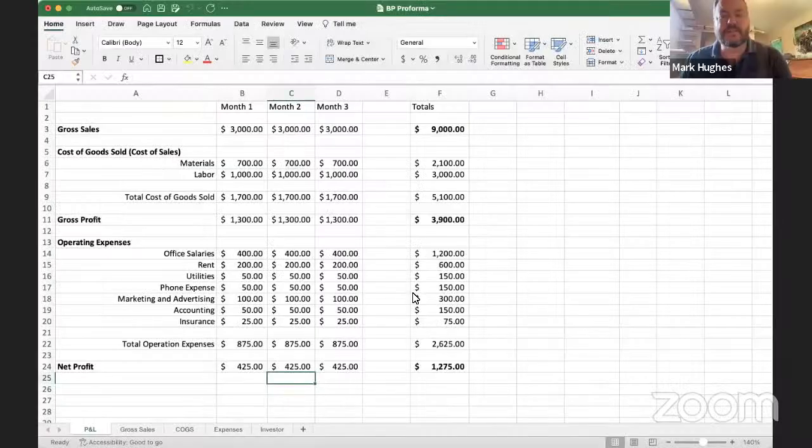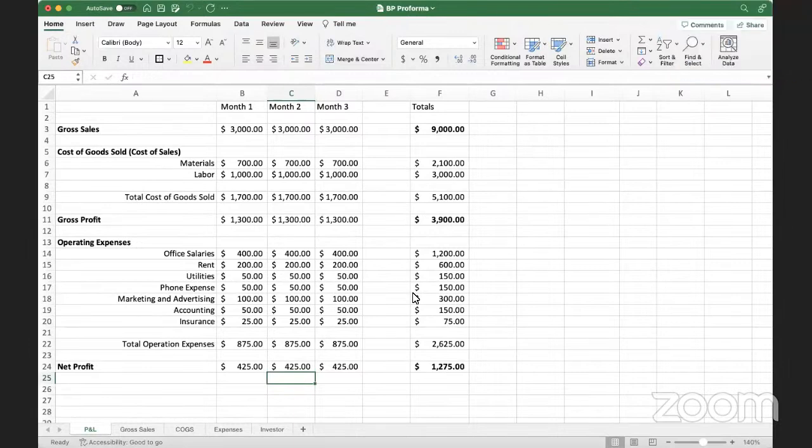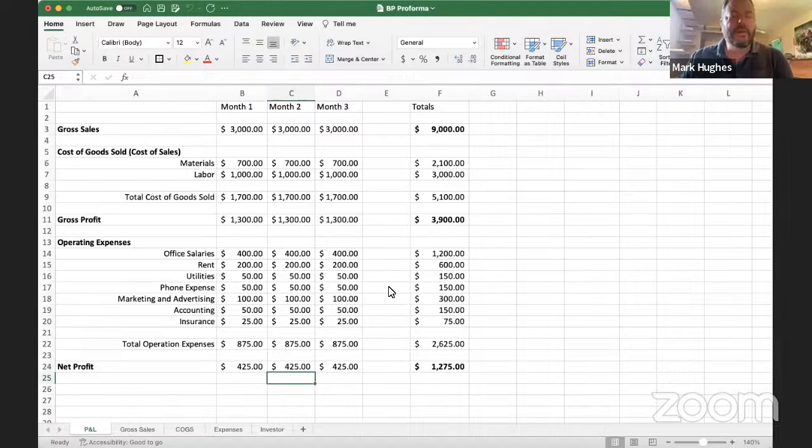We look at this, everybody should see it now. Can you see the form? Okay.